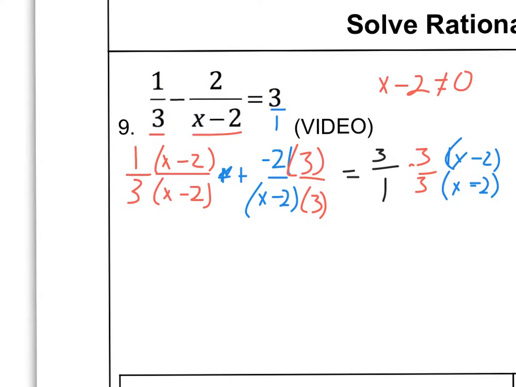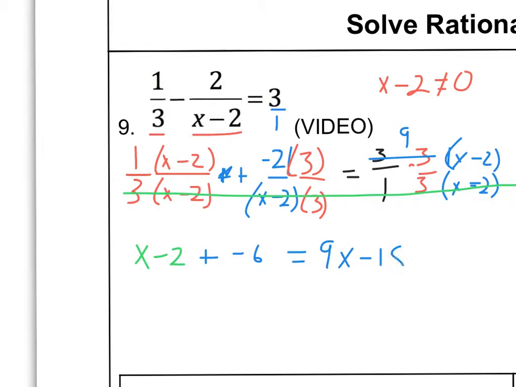Wonderful. Let's do some simplifying. I'd like you to notice that all of my denominators are now the same. I can now ignore them. For the first one, we've got 1 times x minus 2, which is just x minus 2. For the second one, we've got negative 2 times 3, which is minus 6. And then on the side, 3 times 3 is 9. 9 times x minus 2 would be 9x minus 18.